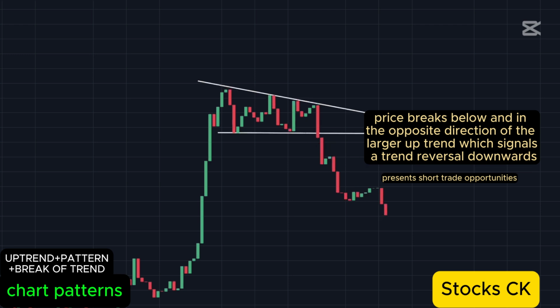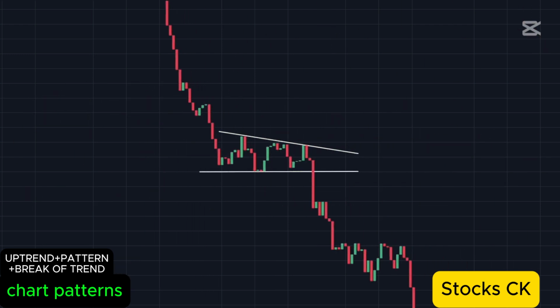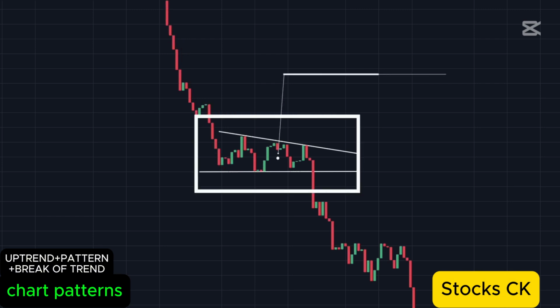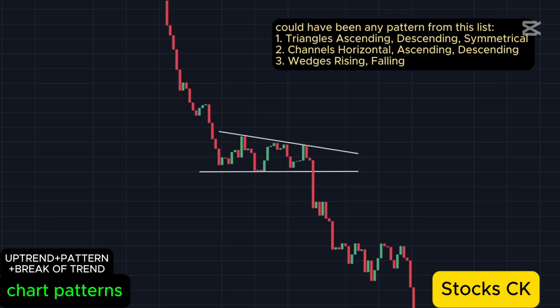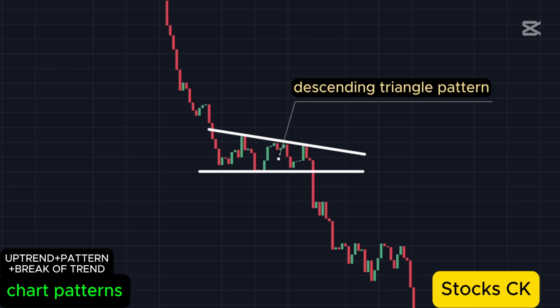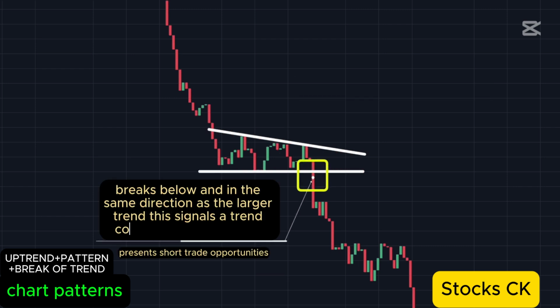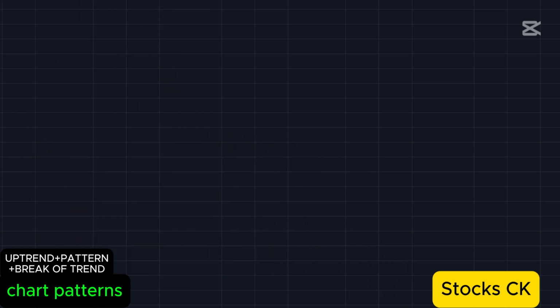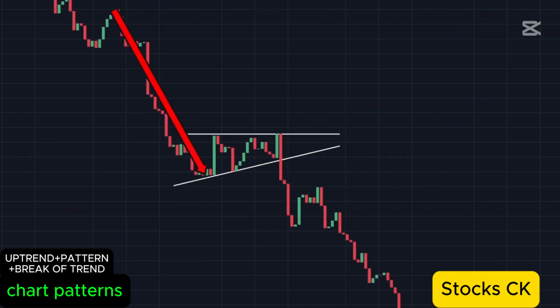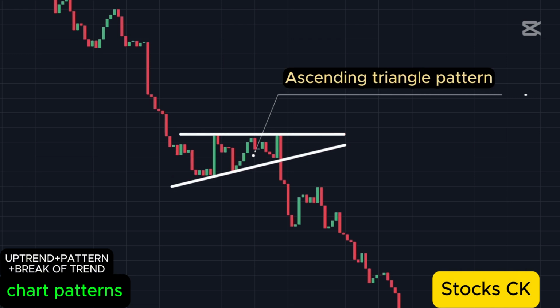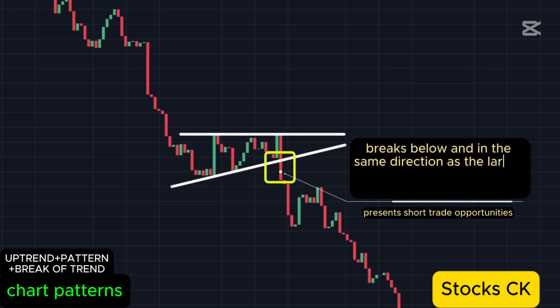So going in the opposite direction into a downtrend, you have your moving downtrend followed by your pattern formation. Again, this could have been any pattern from this list, but in this case you had a descending triangle pattern form. Once the pattern breaks below and in the same direction as the larger trend, this signals a trend continuation downwards and presents short trade opportunities. One more: downtrend but in an ascending triangle pattern. This time break below, trend continuation downwards.